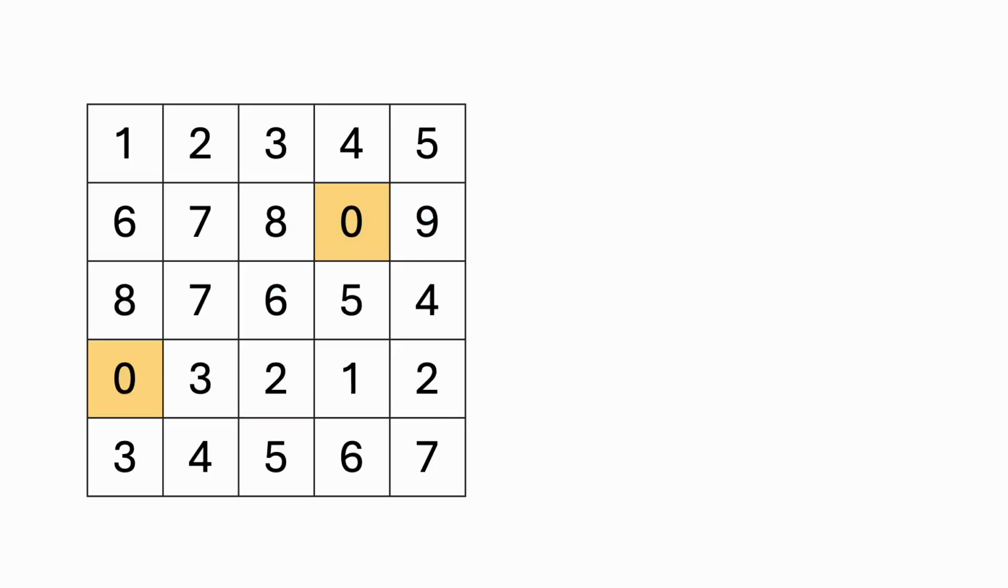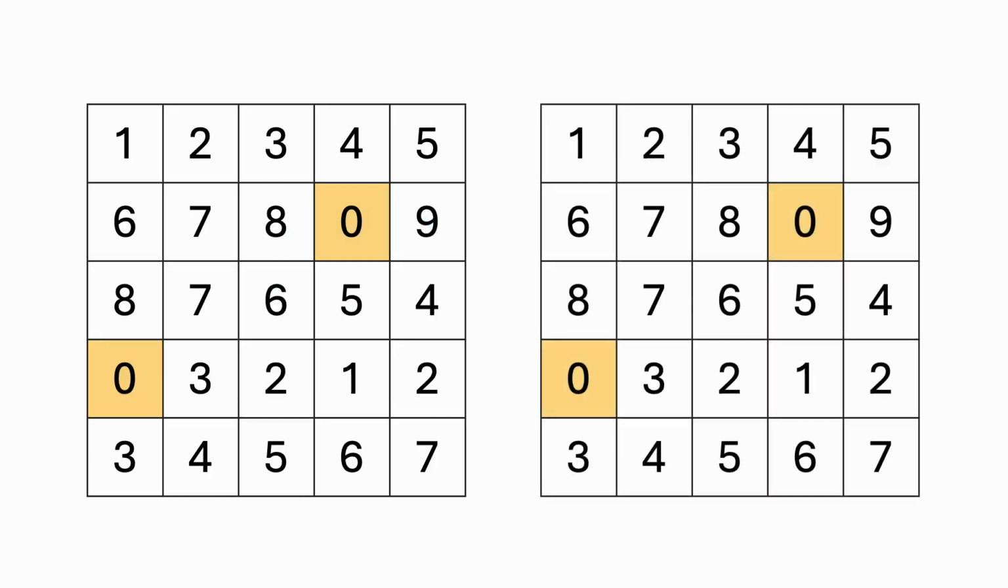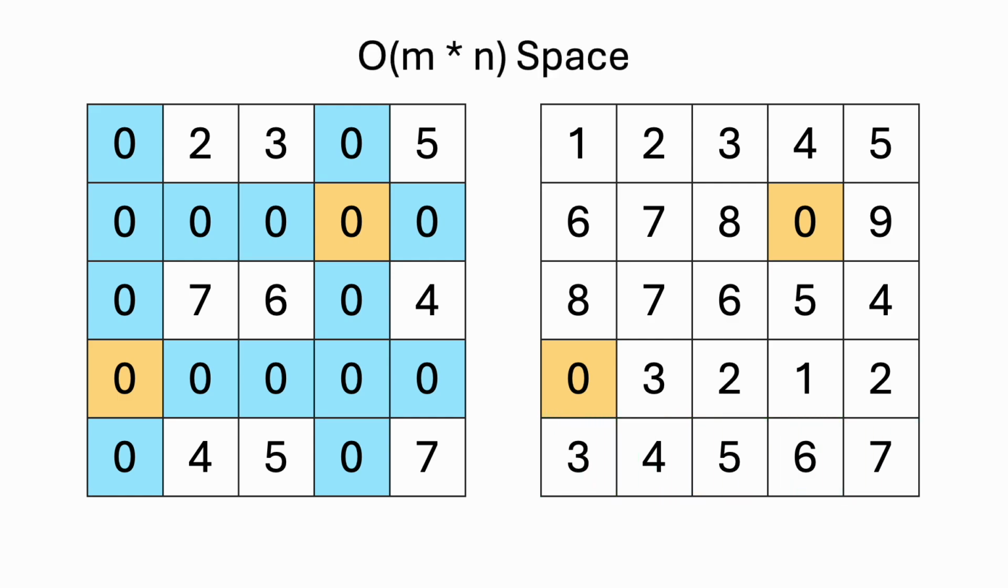So one way we could solve this is to use a copy of the matrix. We'll traverse the copy instead of the original, and when we hit a 0, we'll zero out the rows and columns of the original matrix. Then we'll go back to traversing the copy, and this way, we don't confuse the original zeros with the ones that we set later on. This approach works, but since we had to copy the entire matrix, this runs in O of m times n space. But if you think about it, we don't actually need to copy the entire matrix.